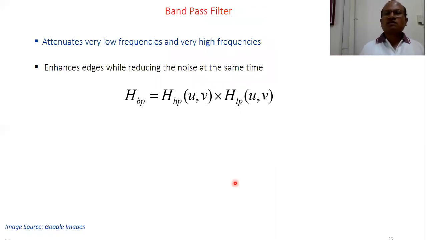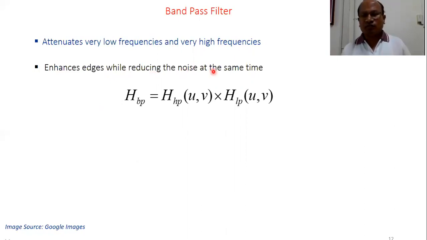Next is the band pass filter. When we want to allow the image content from certain low frequency content to high frequency content, we can use band pass. So what will the band pass filter do? It enhances the edges while reducing the noise at the same time. Because band pass may be a combination of low pass and high pass.